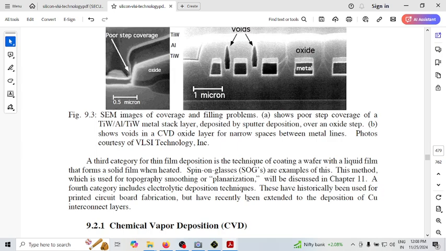In the next video we'll see what the CVD technique is, and how the actual deposition will happen on the substrate for different materials.